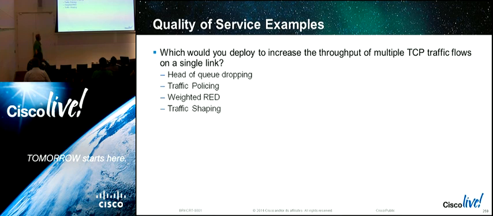So which would you deploy to increase the throughput of multiple TCP flows on a single link? Would you do head of queue dropping? Would you do traffic policing? Would you deploy weighted RED? Or would you do traffic shaping? Someone said the third one, so weighted RED. How many people think weighted RED? Few. Anybody think it's not? Traffic shaping, okay.